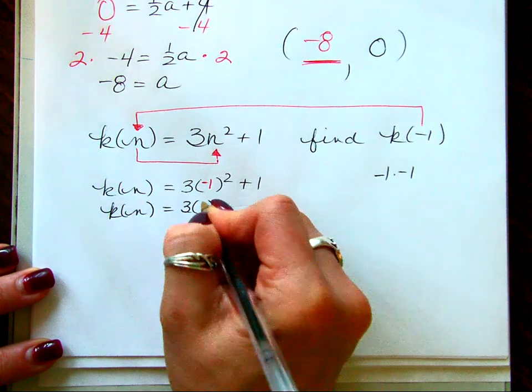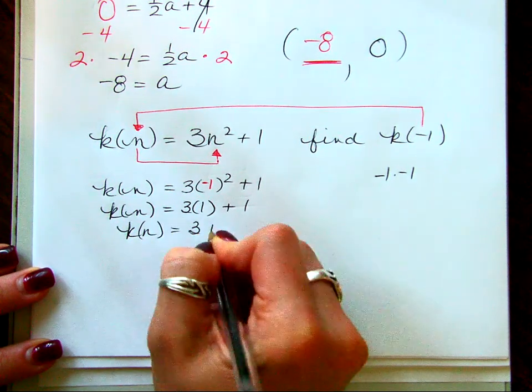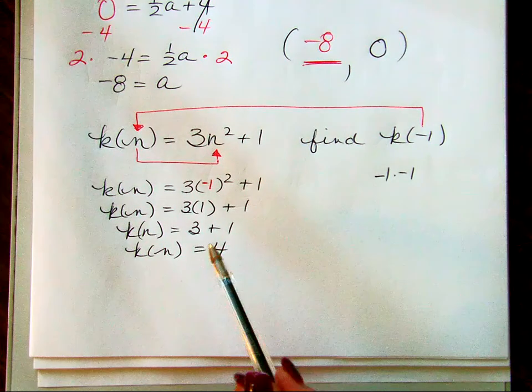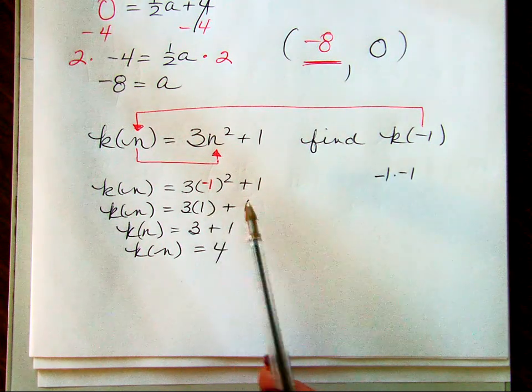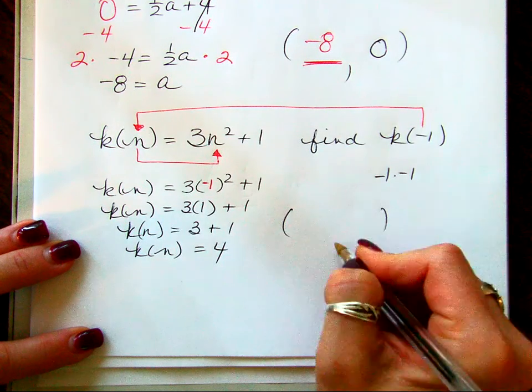K of n, this is me showing every possible step. You do not have to show every possible step, but could you at least get to this step and go right from here and get 4? Okay, the more steps you show, the less likely you are to make a calculation error.